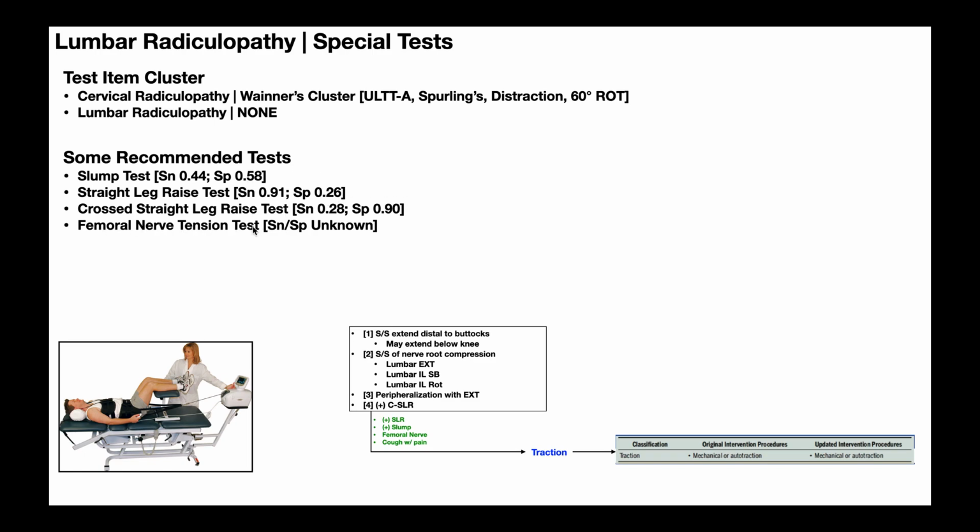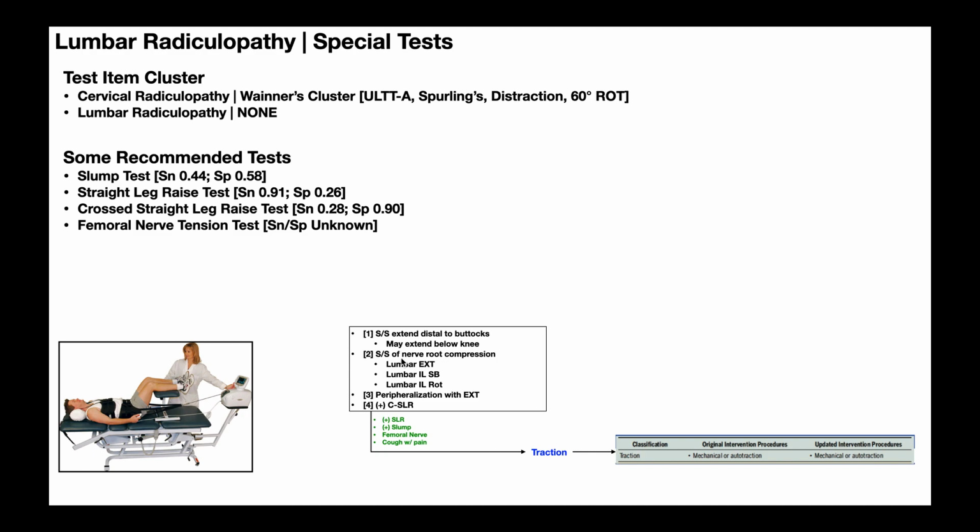Before we go into these 4 special tests, let's review some basics on a classic lumbar radiculopathy and understand that not every patient in real life is going to fit this cookie cutter list right here. But some things to look out for. Number 1, their signs and symptoms, remember, can extend distal to the buttocks and also below the knees. That's not to say that those neurological symptoms have to go below the knee. They could remain above the knee. But for a radiculopathy, you have the possibility that those neurological symptoms will go all the way down to the foot, basically the entire lower extremity.